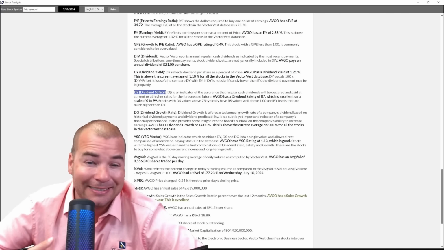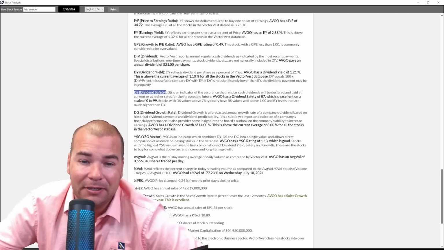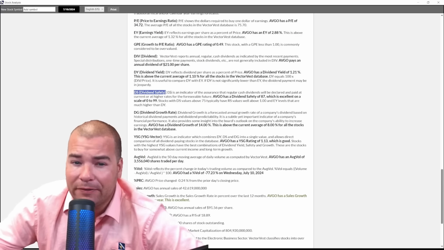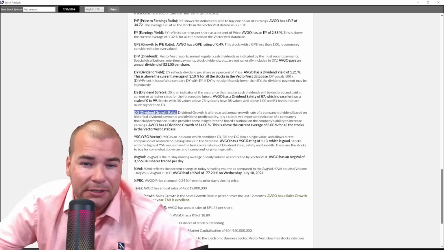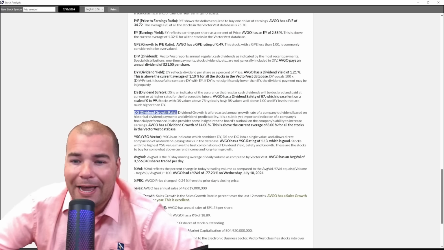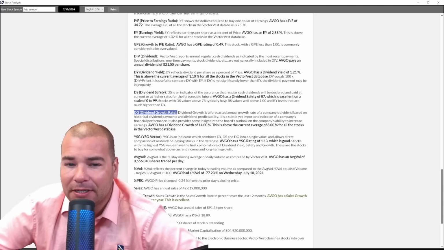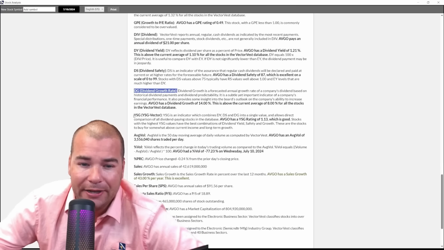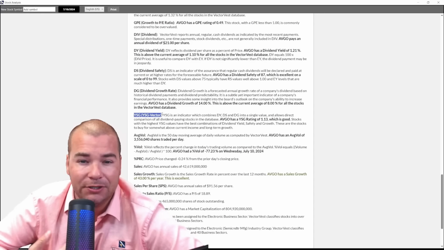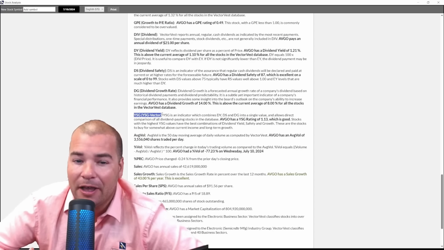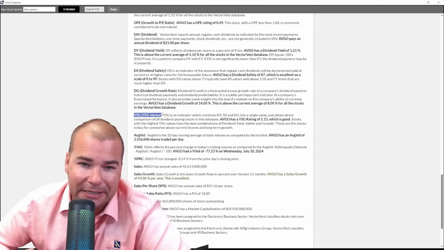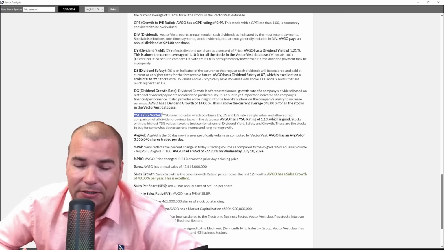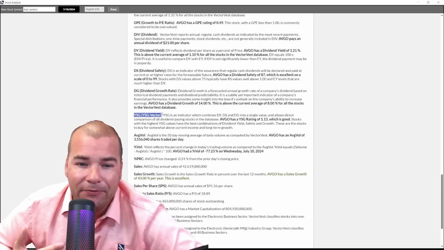So it just looks at the consistency of that dividend and the ability to pay the current amount, if not more. Now, another important factor here is going to be the DG, or the dividend growth rate. Pretty self-explanatory. Dividend growth rate is the forecasted annual growth rate of a company's dividend based on historical dividend payments and dividend predictability. Now, on top of that, we've got the YSG here. This is pretty much the VST, the value, safety, and timing that you see, but for dividend analysis. So if you want great dividend stocks, you just want a YSG and a favorable rating.